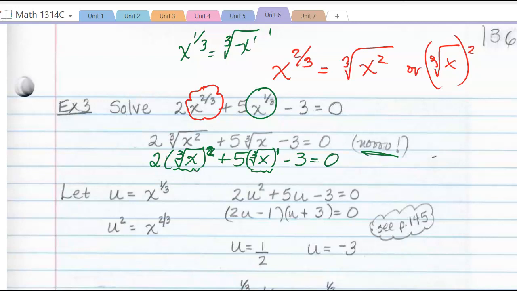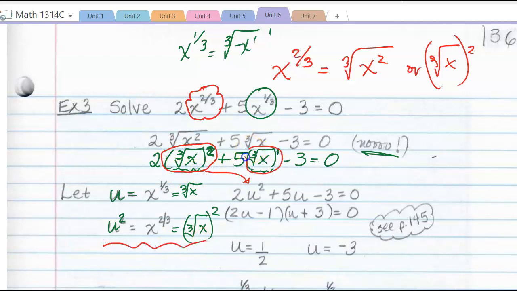So I'm going to let u equal the cube root of x, which remember is the same thing as x to the 1/3. And I'm going to let u squared, when I square it, give me the cube root of x, the whole thing squared, which we can see is the same thing as x to the 2/3. So I'm going to change this part right here into u squared, and I'm going to change this part to just u, just like we did up here.